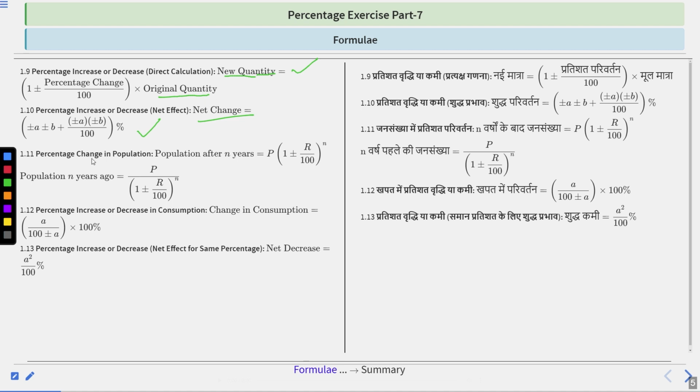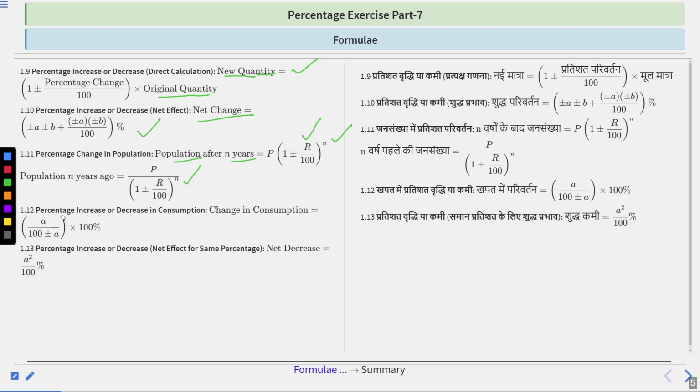In the same way, percentage change in population after a year. P in the bracket 1 plus minus r upon 100 to the power n, where r represents the percentage change, n is the number of years, and p is the population. Clear? In the same way, population n years ago equals p upon 1 plus minus r upon 100 to the power n, where r represents the rate of change in percentage, n represents the number of years, and plus minus represents the increase and decrease of the percentage.